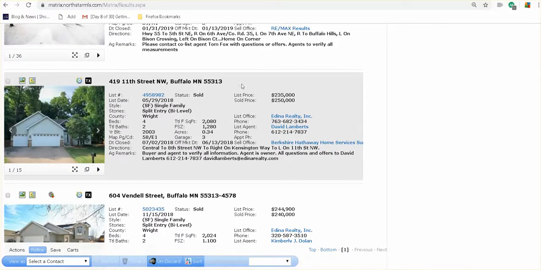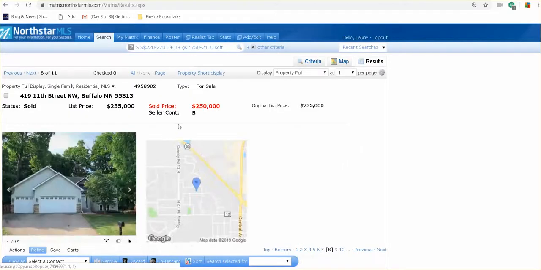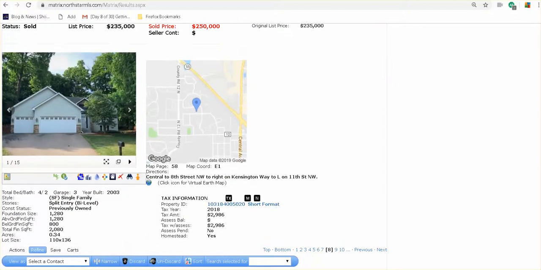So this one sold at $250, and that just makes me wonder why, because it was listed at $235. So let's take a look at this and see what happened. I'm looking first to see if there were seller contributions involved in that. Doesn't look like it anyway.